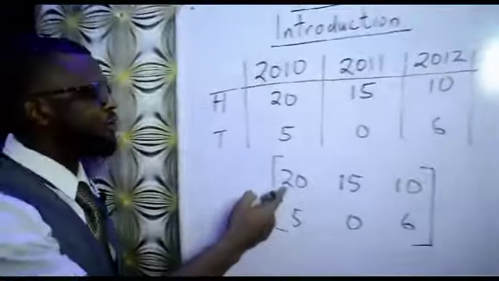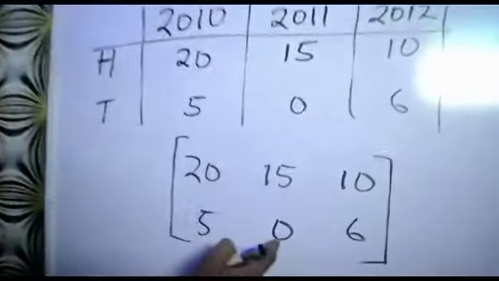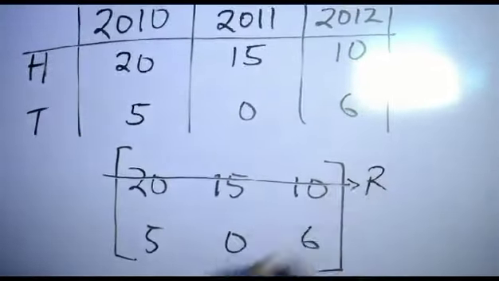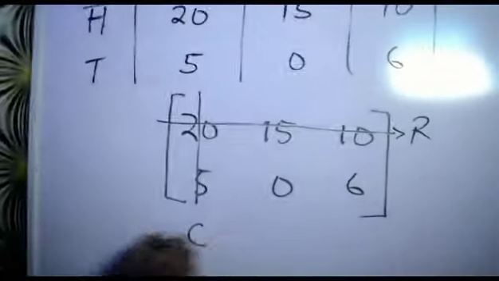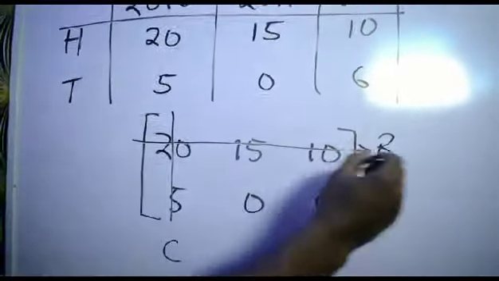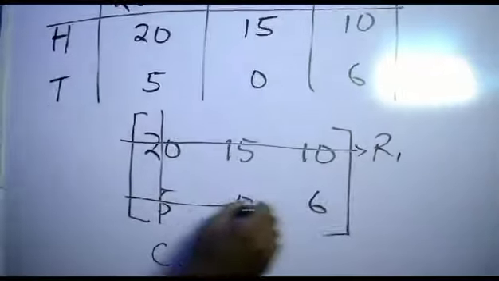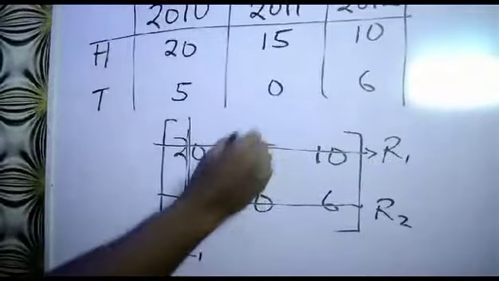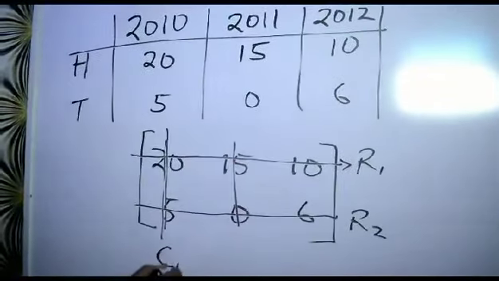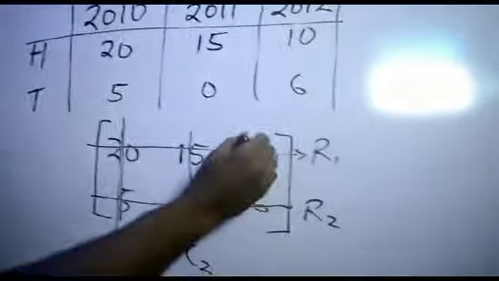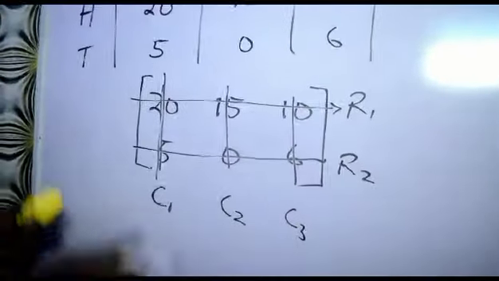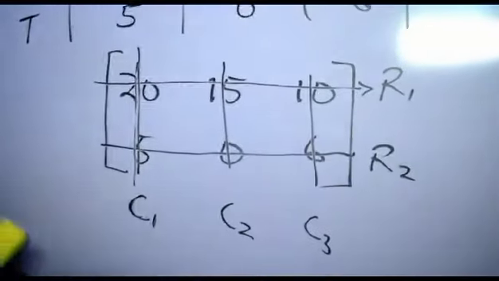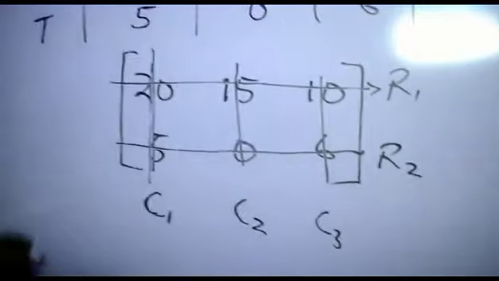This is the arrangement of numbers, arrangement of items in rows. This is the row. And also in columns. This is a column. So this particular side is called row 1. This particular side is called row 2. This is called column 1. This is called column 2. And this is called column what? 3. So the arrangement of numbers in rows and columns is what we call a matrix, and a matrix is always denoted with a capital letter.